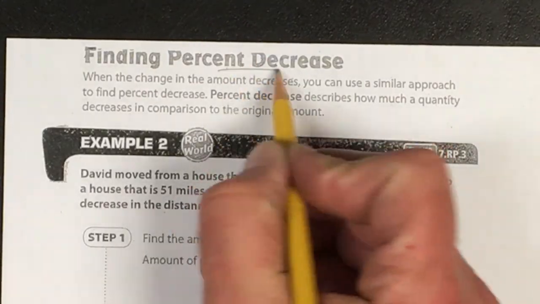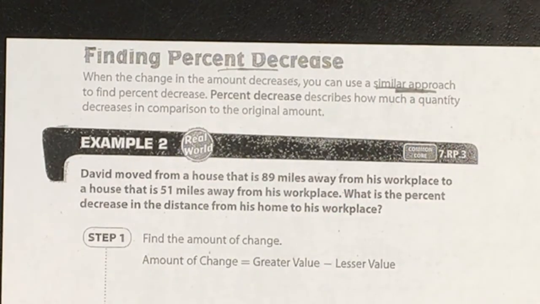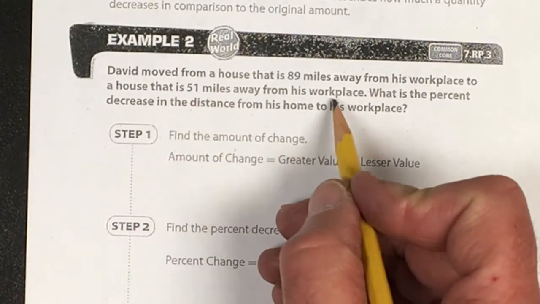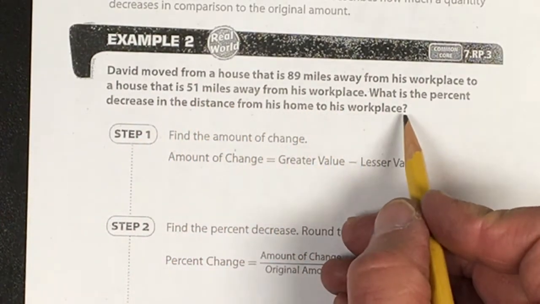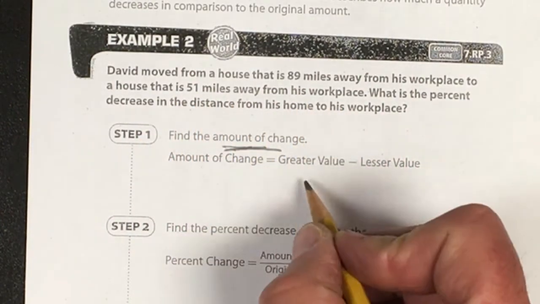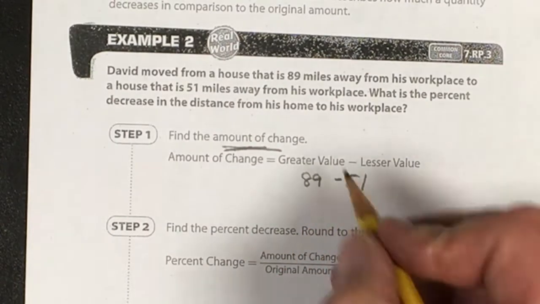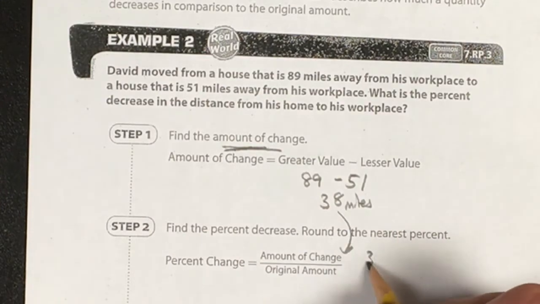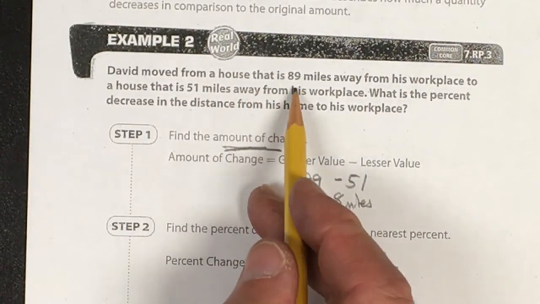So to find a percent of decrease, it's a similar approach. So let's take a look at example 2 here. David moved from a house 89 miles away, closer to 51 miles away from his workplace. So you find out what the change was. So you subtract, you get 38 miles. Then you take the 38 miles and divide it by the original 89 miles.